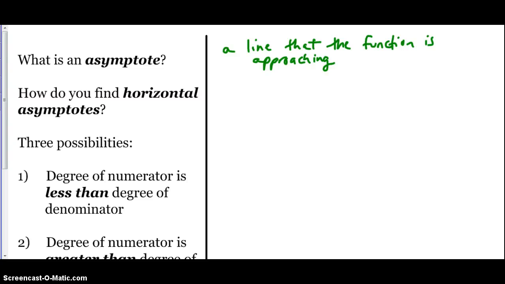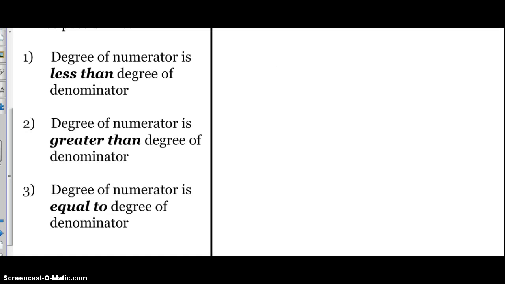And how do we find our horizontal asymptotes? Remember, horizontal asymptotes, think of the horizon, like on the sea, what kind of a line it is. So they will be horizontal lines. There are three possibilities when we have a horizontal asymptote, and you can only have three possibilities. The degree of the numerator is less than the degree of the denominator, or it could be greater than the degree of the denominator, or they could be equal.